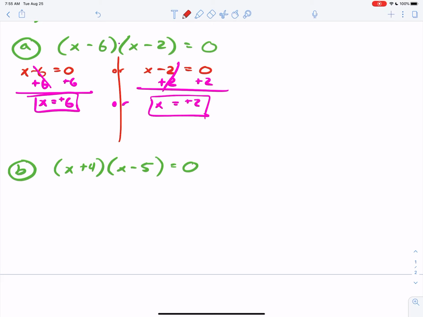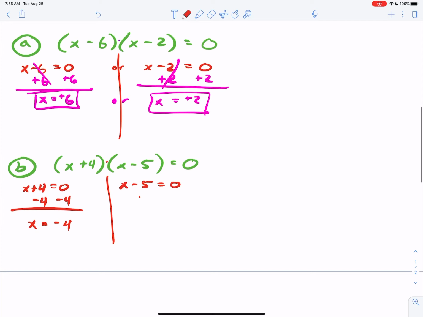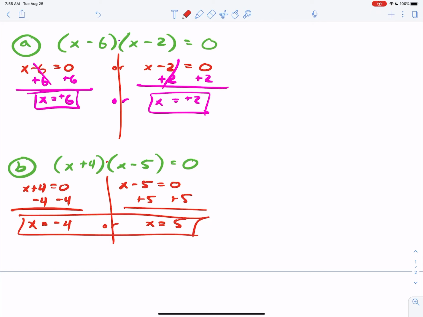Okay, so I noticed that I have a product, something times something else, that's equal to 0. So I'm going to apply the zero product property, which tells me that either of the two factors will equal 0. Okay, and when we solve, we should get negative 4 and positive 5. So it's either x equals negative 4 or x equals 5.